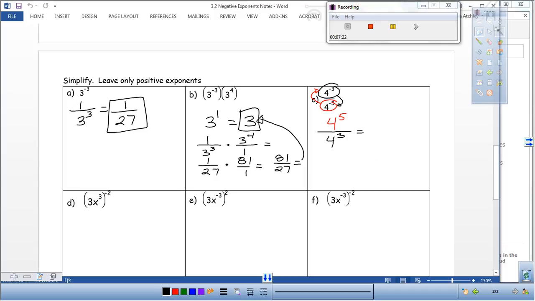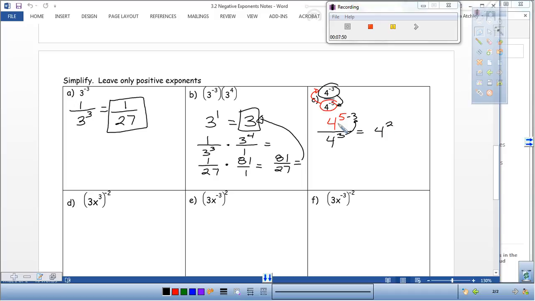Okay, so what is our rule? What's your rule for exponents when we're dividing things with exponents? What do we do with the exponents there? Subtract them, okay? So it's going to be 5 and then minus the 3. So it's going to give me 4 squared.